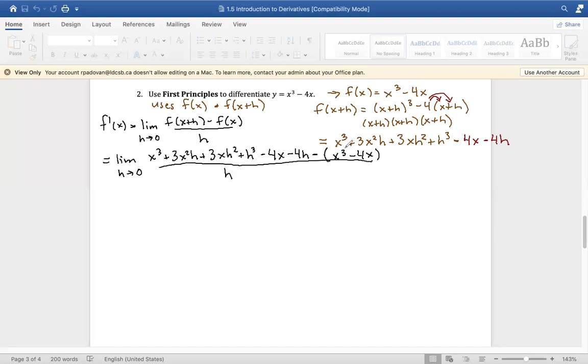Then the first thing I would do is distribute the negative in. So it's going to be this whole long thing again. But then in that same step, I'll be canceling, hopefully, some things out, right? So I'm copying out this whole part again. X cubed plus 3x squared h plus 3x h squared plus h cubed minus 4x minus 4h minus x cubed plus 4x, because negative and negative become a positive, all over h.